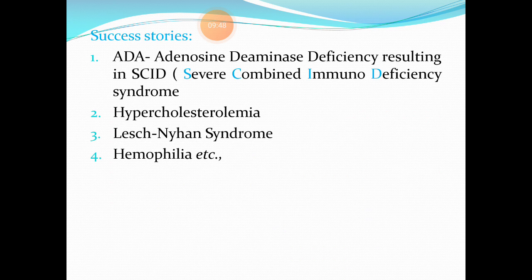ADA, I was telling you, adenosine deaminase deficiency resulting in SCID, that is severe combined immunodeficiency syndrome. This has been corrected by ex vivo gene therapy. Then hypercholesterolemia, that has been corrected. Then Lesch-Nyhan syndrome, hemophilia. These are all the genetic defects, diseases caused due to genetic defects, and they all have been corrected by ex vivo gene therapy. So these are the success stories.